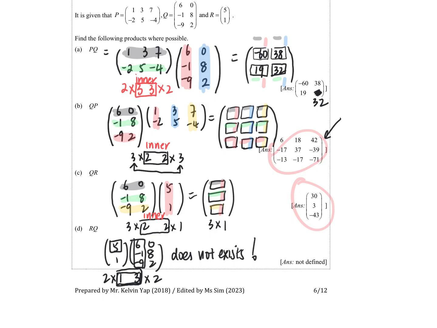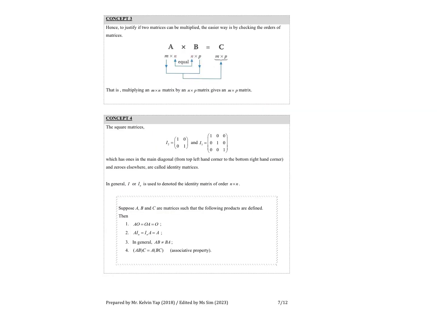So D cannot exist because the two entries here don't match. I only have one number here, but I have 3 in the column. Can't multiply. I need to have 3. So if it cannot happen, then the matrix multiplication just doesn't exist. Okay, this rarely happens for exam, unless they want to test you and ask you whether you can get an answer or not. Okay, next one.